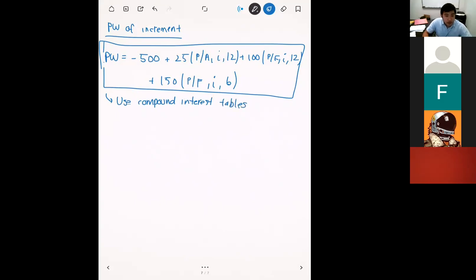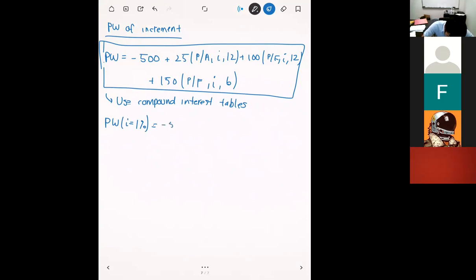All right, and so we're going to start plugging in numbers from the compound interest tables. Okay, and so let's try i is equal to 1% first. We're going to go to the compound interest tables for i is equal to 1%, and then start plugging in values for these conversion factors, right?